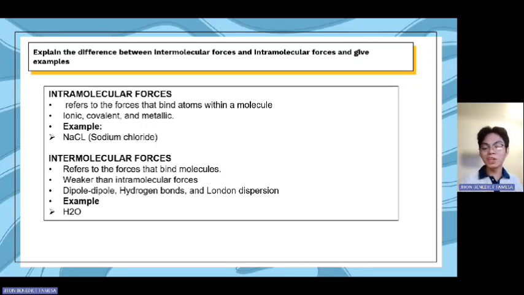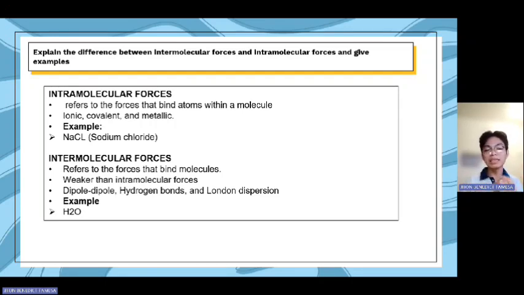Then, from intramolecular forces naman po, we have three types. The ionic, covalent, and metallic. And an example of this is NaCl. NaCl is sodium chloride. So basically, this is the compound po formed through ionic bonding. Next, intermolecular forces are weaker than intramolecular forces naman po. Weaker na sila than intramolecular forces since yung intramolecular forces, sila po yung mas need since sila nga po yung nag-grasp or nagbabind ng atoms within the molecules.